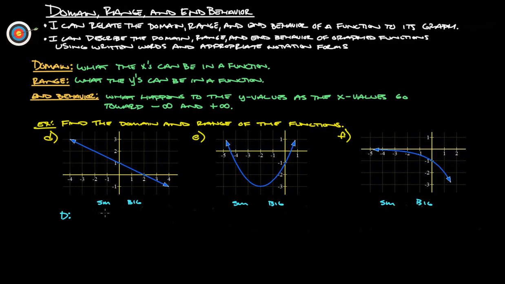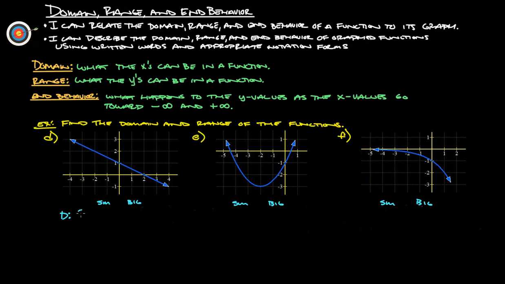What's the smallest that x ever can be? It goes to negative infinity, so there is no smallest. What's the biggest x can ever be? There is no biggest. So that goes on forever and ever. So it's infinity on both sides. So if you ever get that, the domain is simply all real numbers.